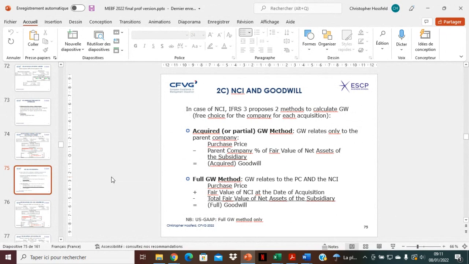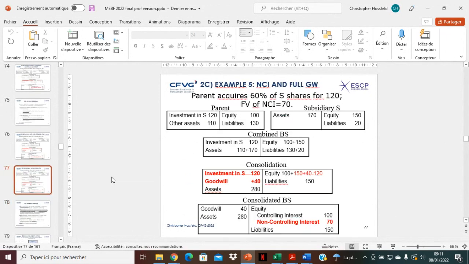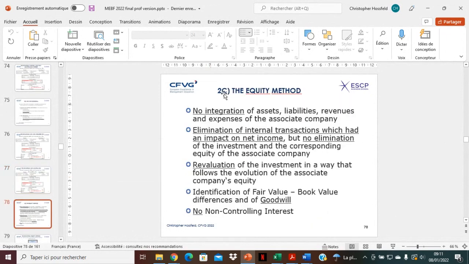And we saw, therefore, the full consolidation method, depending if you have more or less than 100%. And we switch to the next method, which is the equity method.